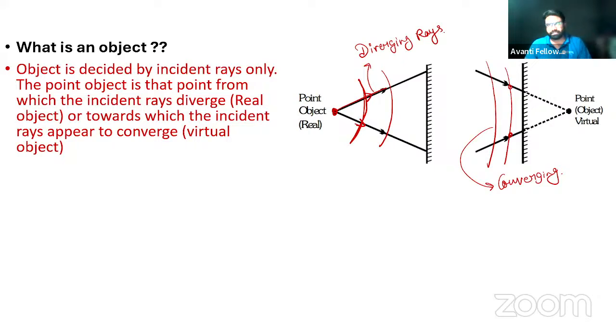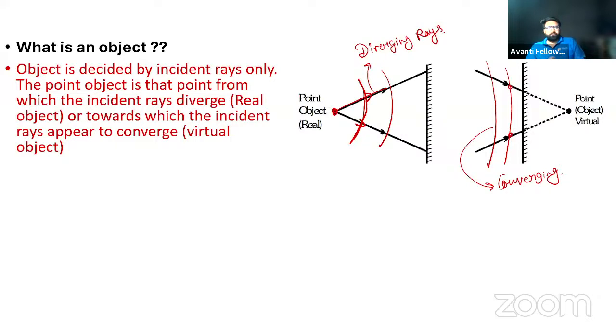Now what the object is, look, you are seeing this pen. Why? Because a light ray coming from this point is going through your eyes and they are forming an image. So this particular object is a real object because it exists. That's why you are able to see this. Got it? But sometimes the object can be a virtual point.